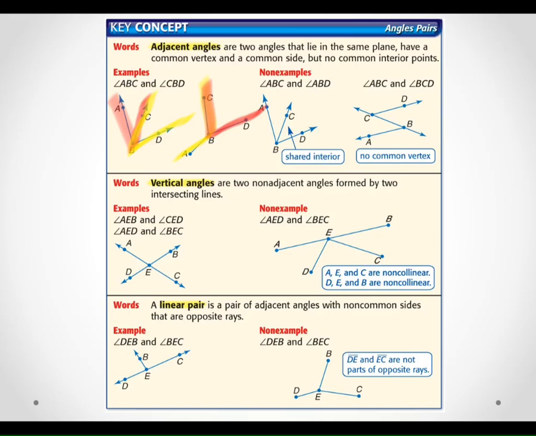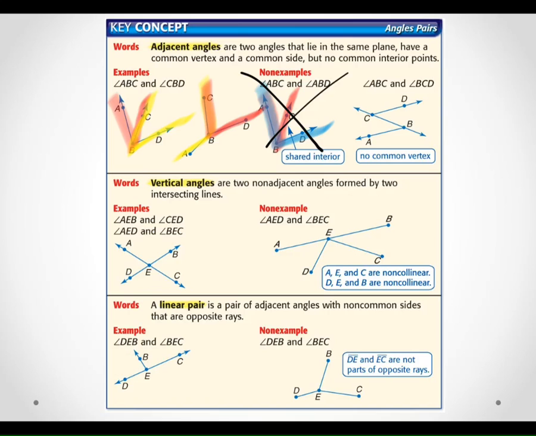They don't share any interior points because, for example, these are non-examples. So here, ABC is this angle right here. That is not adjacent to ABD, that whole angle, okay? Because that red angle is just a smaller part of that blue angle, right? And they share an interior point. Adjacent angles just share a vertex and share a side, okay? So that is not an example.